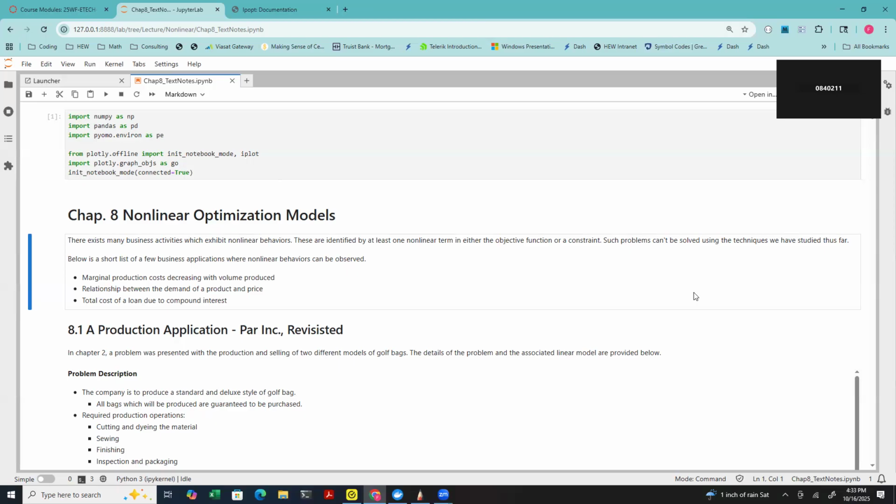And so hopefully that gets us thinking, okay, this idea of nonlinearity does exist. I need to be able to have some tooling around it, right? That's one of the things I try to talk about in this class.